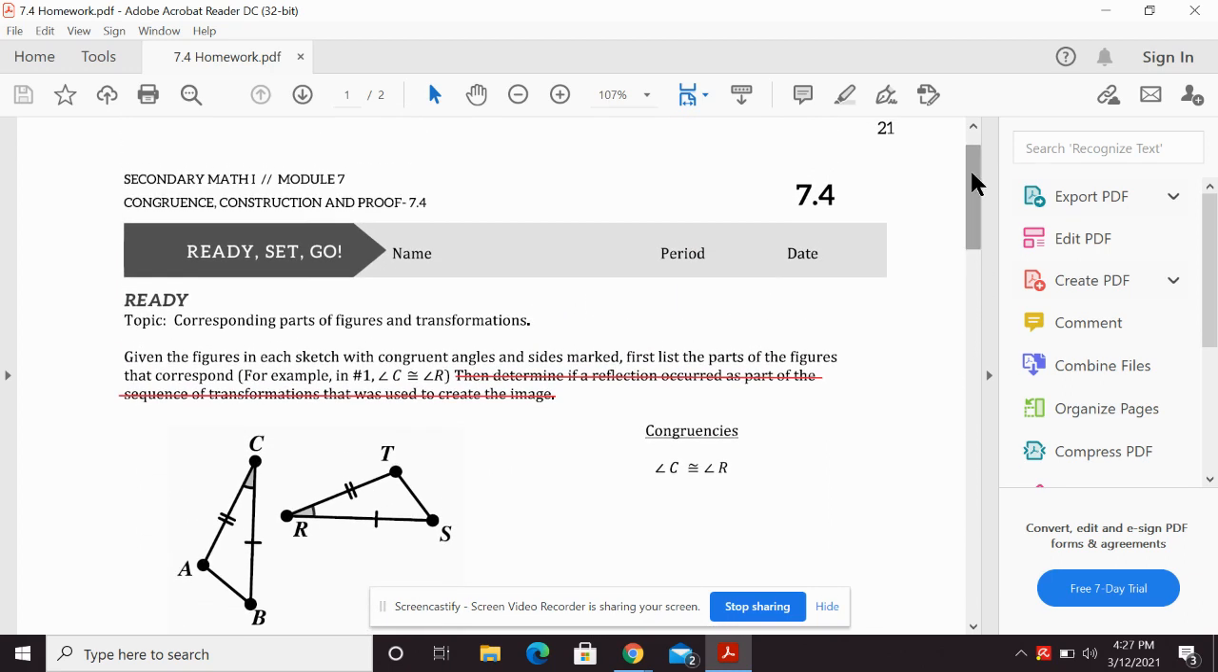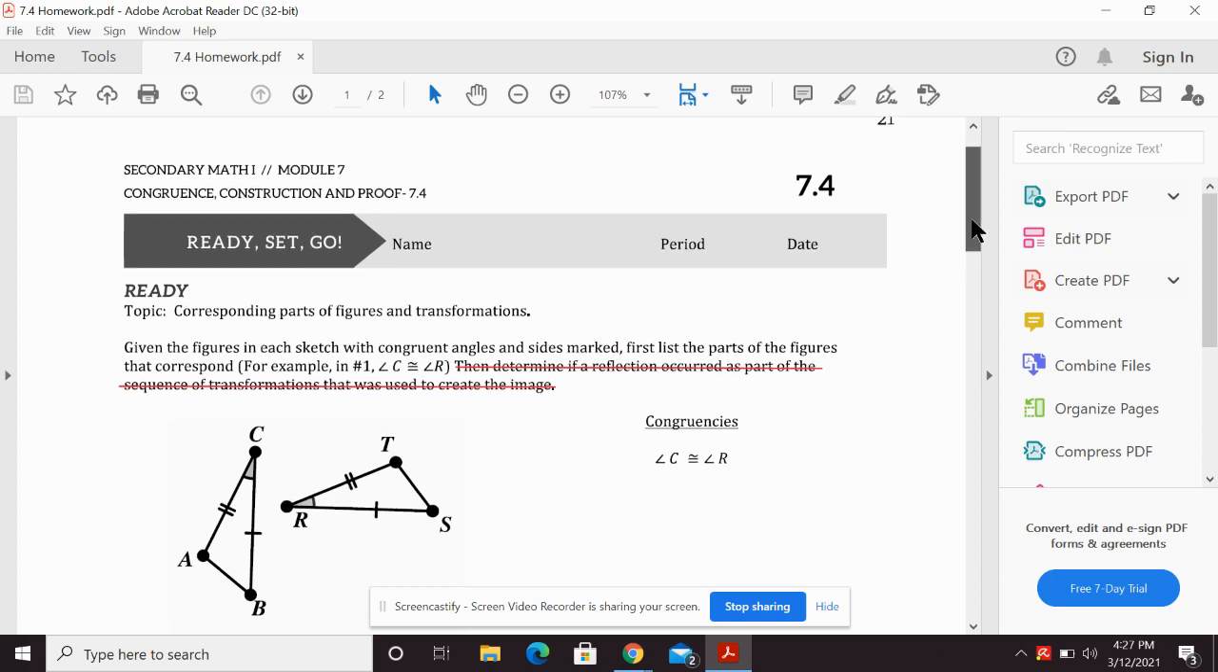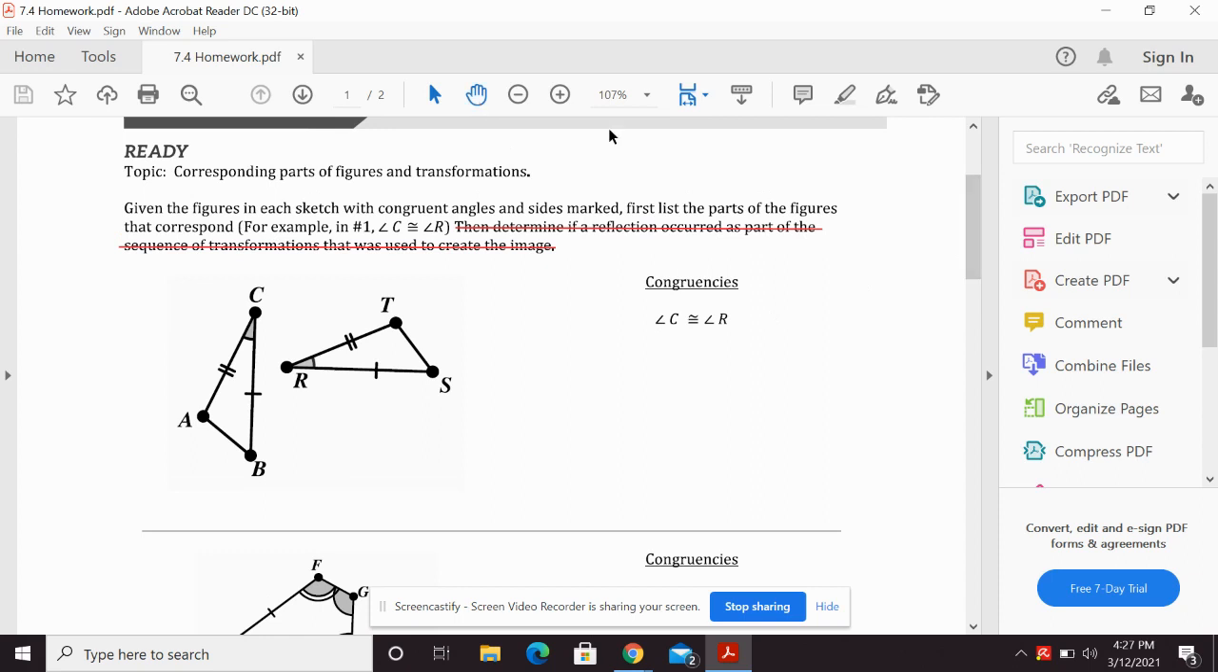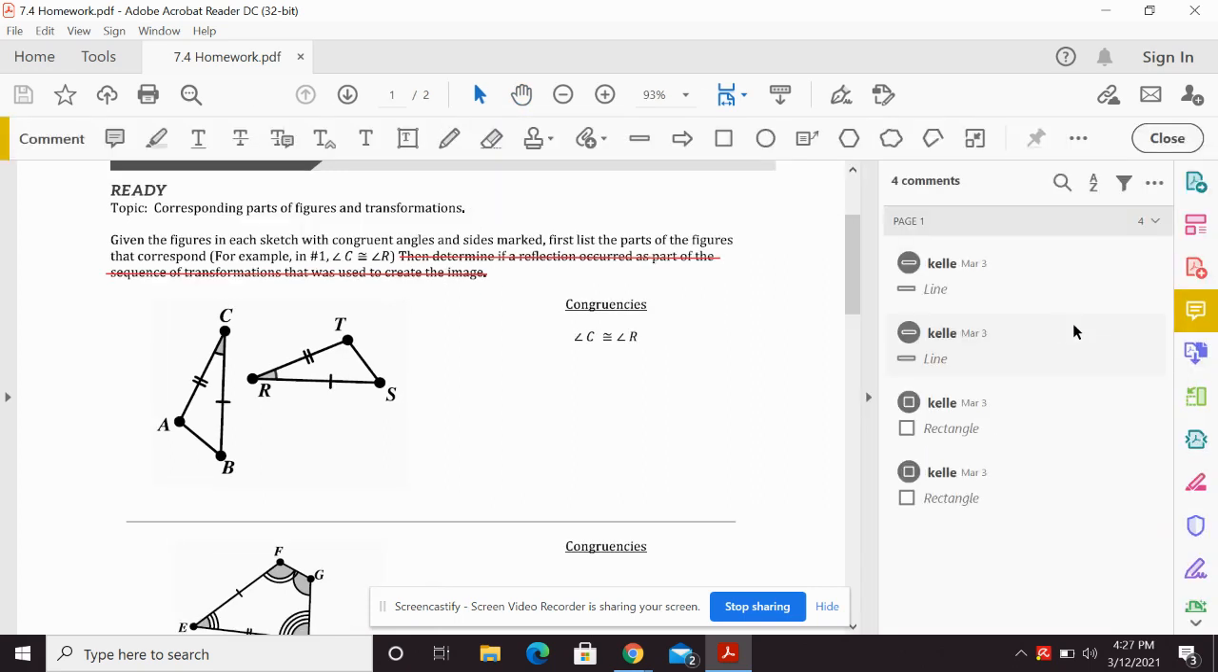7.4 homework help. Given the figures in each sketch with congruent angles and sides marked, first list the parts of the figures that correspond. That's all I want you to do for the first two: list what is congruent. For instance, in this first one, they tell you that angle C is congruent to angle R.